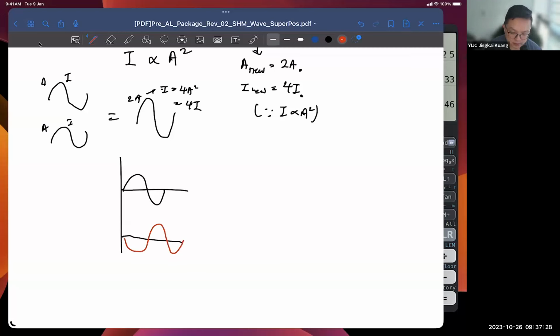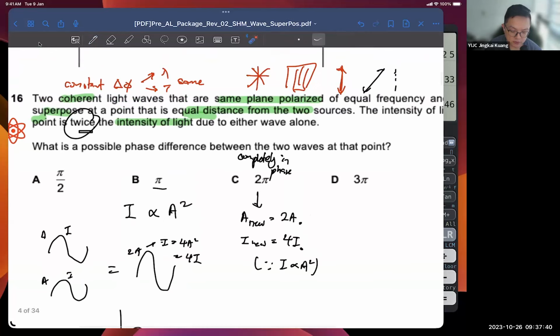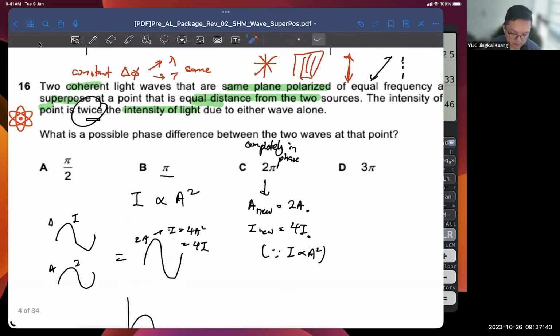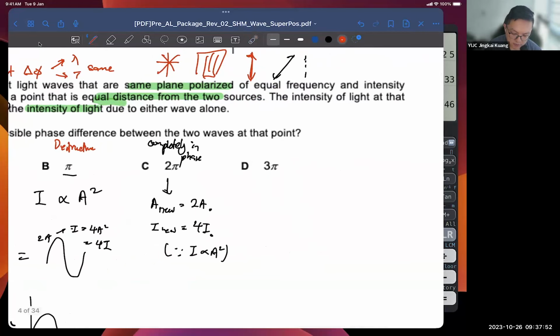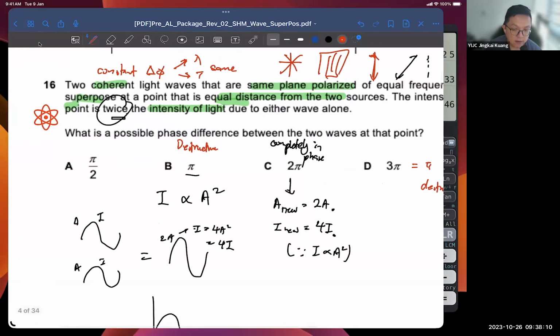Then we look at the interference. Because at this point, peak and trough together should give you 0, this result is destructive. And then 3 pi: a phase difference of 3 pi is the same as a phase difference of pi. So again, this is destructive. Then the answer has to be A.